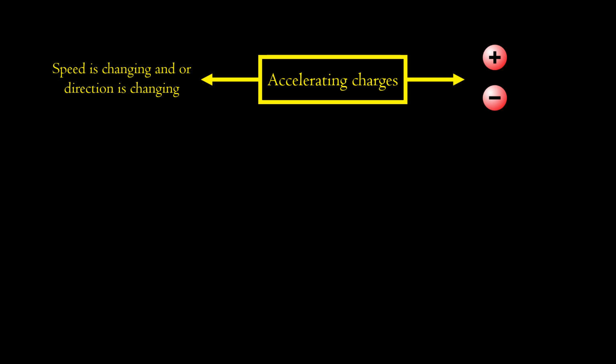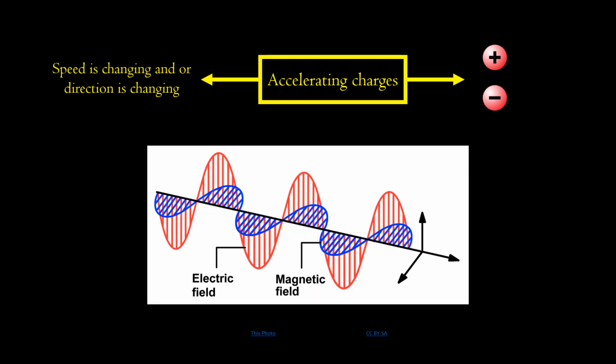These charges, as they are accelerating, emit or release electromagnetic waves. Charges such as electrons and protons are always spinning round and round in a type of dance. This means that their direction is changing, so they are accelerating. And this means that they are able to release, produce or emit electromagnetic waves.